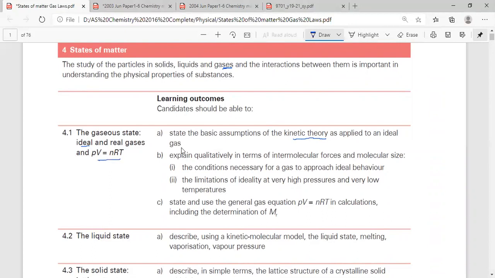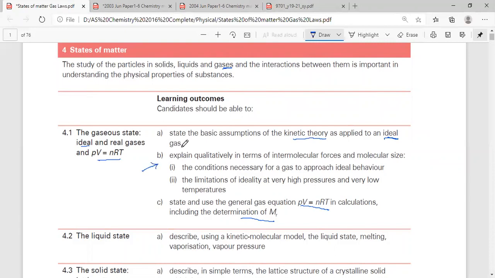Firstly, state the basic assumptions of the kinetic theory as part of ideal gases. Okay, it's only for ideal gases. So if it's a real gas, there will be deviation, right? So here, explain qualitatively, in terms of intermolecular forces and molecular size, the conditions necessary for a gas to show ideal behavior. Limitations at very high pressures and low temperature we will come across later, and we will use this one, the general equation pV = nRT, in terms of Mr. We will finish the whole thing, except maybe if we don't have time, we won't do this one here.